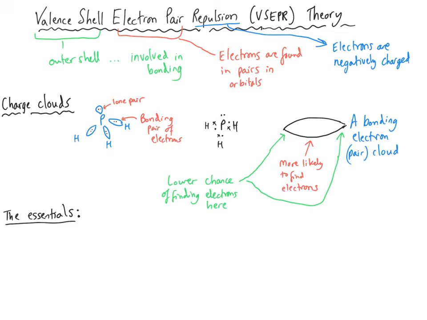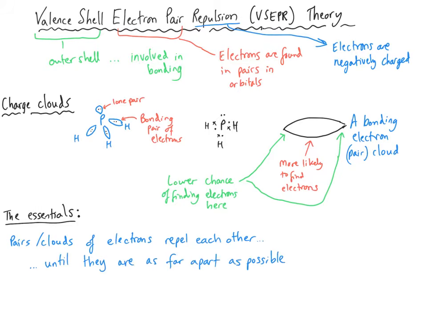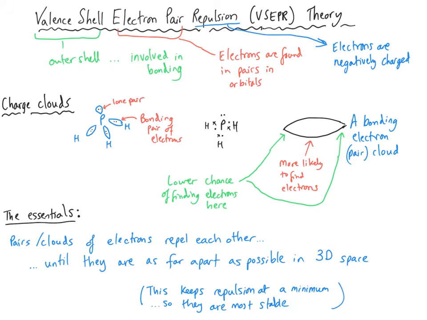Now, what's important for VSEPR, though, is not how we draw the electrons in a bond, but how the electrons interact with each other. Remember, electrons are all negatively charged, so these charge clouds are going to repel each other, and that's crucial point number one. And they repel each other until they are as far apart as possible in three-dimensional space. And that's really significant because once these charge clouds are as far apart as possible, the repulsion that they're experiencing is at its minimum, and so they are the most stable of all.